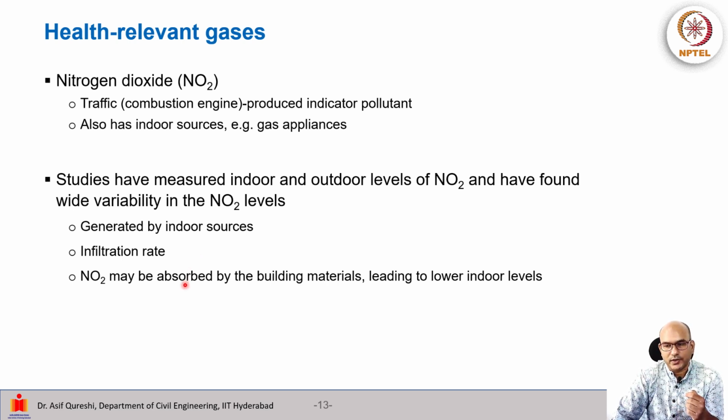Also, when NO2 is coming, it may be absorbed by the building material itself. So either during infiltration or as soon as it comes in, it is sort of absorbed or adsorbed at the building materials. So we have very low or much lower NO2 levels. So there is a substantial variability, because although NO2 is being absorbed, if there is an indoor source, then it will again spike the NO2 concentration. So basically the NO2 levels inside are very variable if we are trying to study their relation to the outdoor levels.